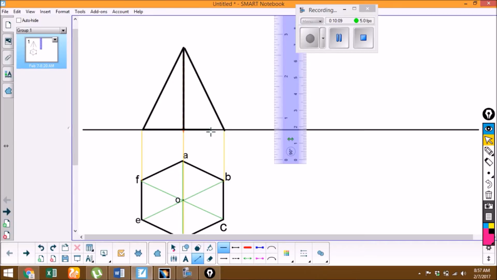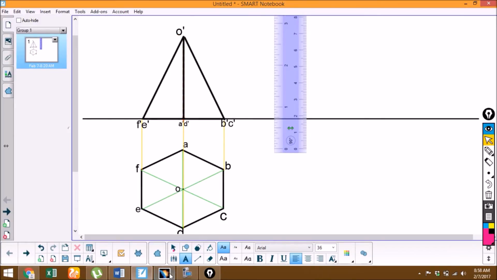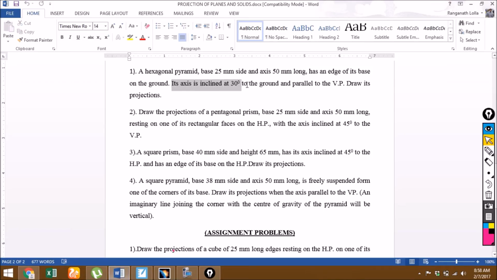Then we have to give the points. The front view corners must be represented by small case letters with dashes. So here E dash, F dash, here D dash, A dash, and at this point C dash, B dash, and at last the apex point O dash. So this completes step 1, that is, without making the angle with the ground.